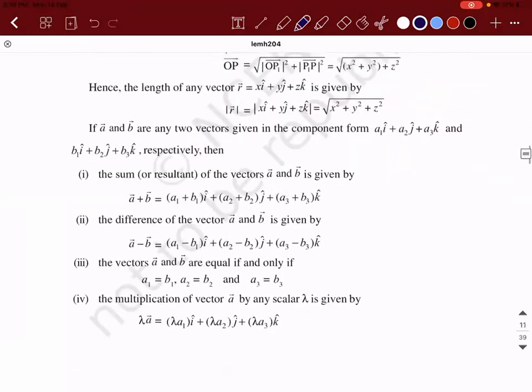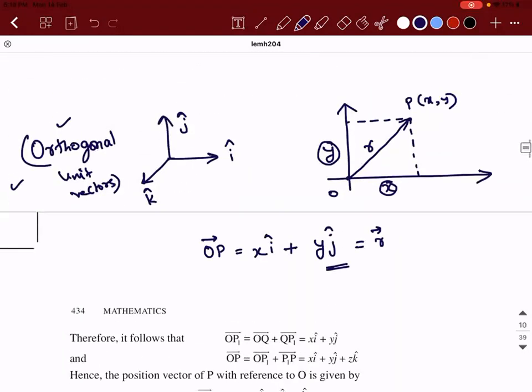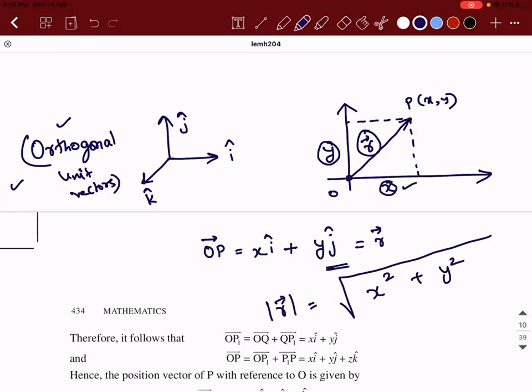Now listen. What is the magnitude of R vector? That is root of x square plus y square. Magnitude of R vector means the distance from O to point P. This is x, and if this is y, then this forms a right angle triangle. Then x square plus y square will be equal to R square.